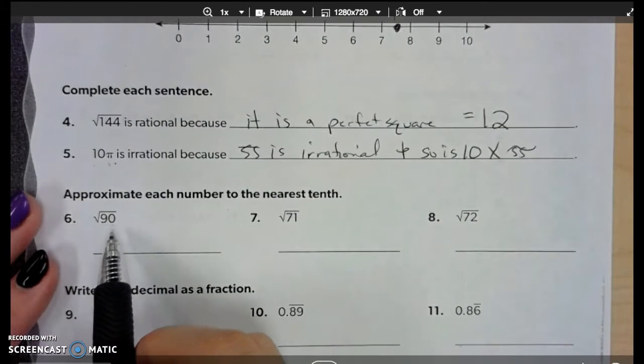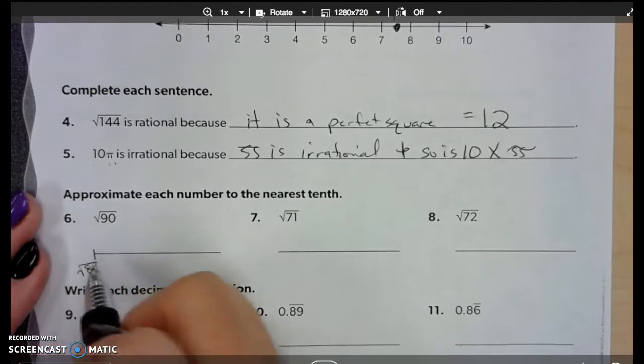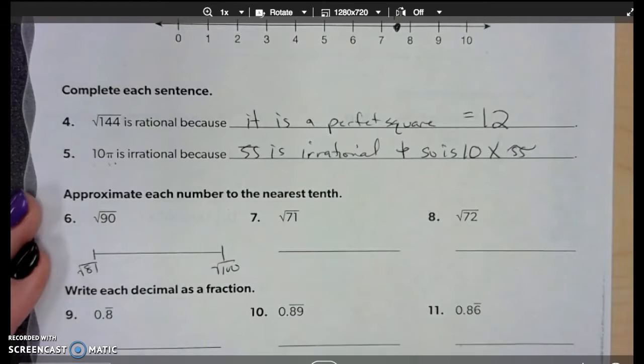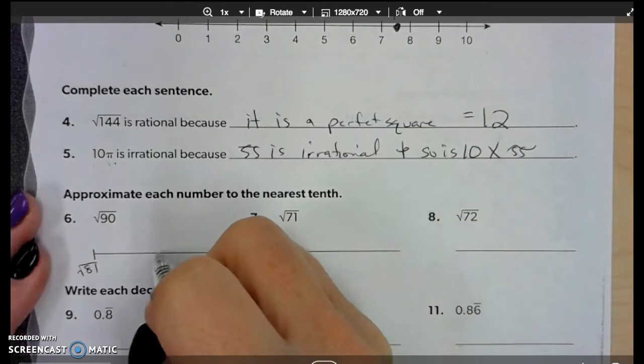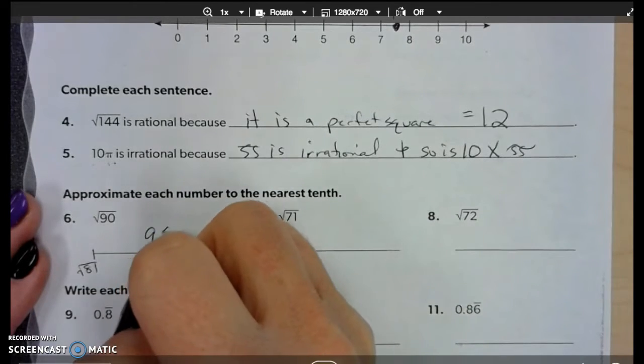The square root of 90 is going to be between the square root of 81 and the square root of 100. We just need to decide what it's closest to. It is very close to halfway between, making it 9.5.